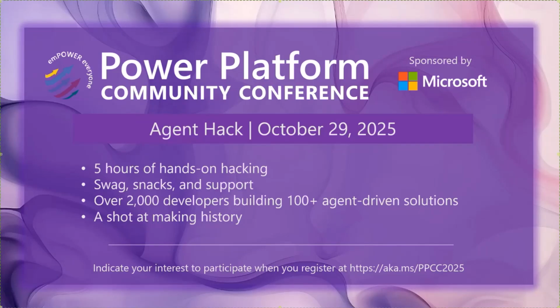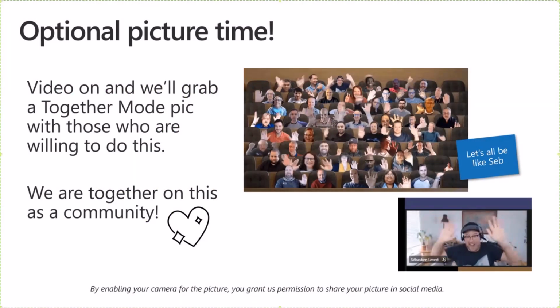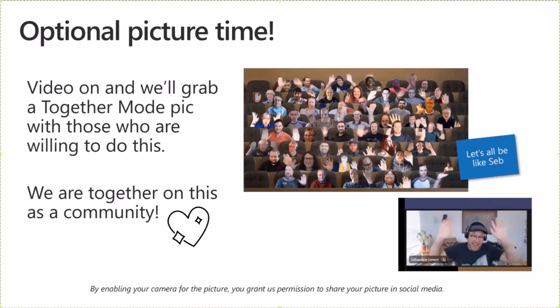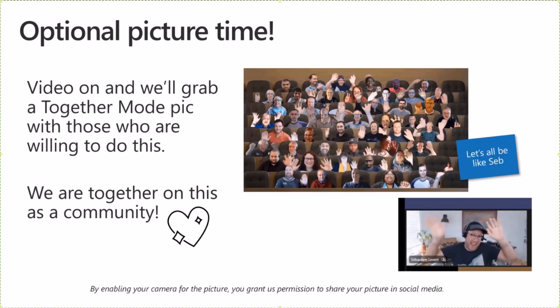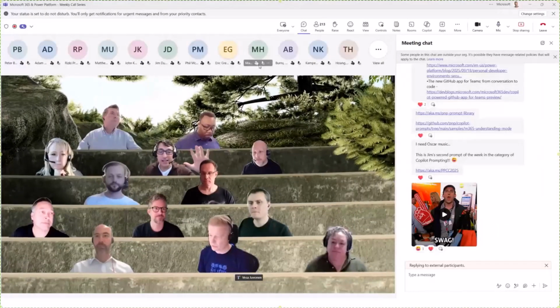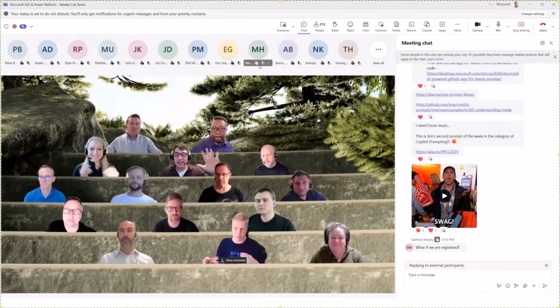And then I guess it's time to go to the Together Mode picture. If you are willing, you can enable the camera and we will take a screenshot, a Together Mode picture of this one. Let me enable my camera as well. I will be in the picture, and let me move here. We do have 50 seats in the room, so we get 50 people max on this beautiful green thing.